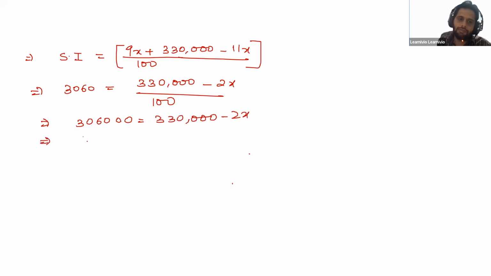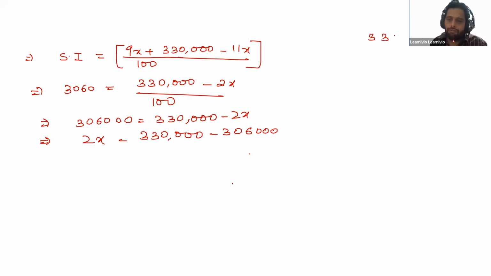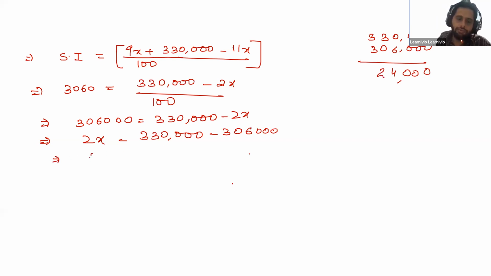Shift this to the left side. So 2x is equal to 330 minus 306. So here what we will get, 330,000, then 306,000. Okay, so 0. Here we will get 4. Next here we will get 2. So we get 2x is equal to 24,000, and here we will get x is equal to 12,000. Okay.